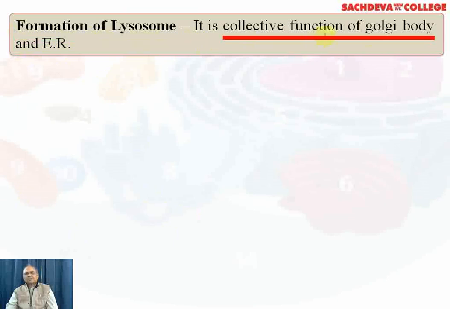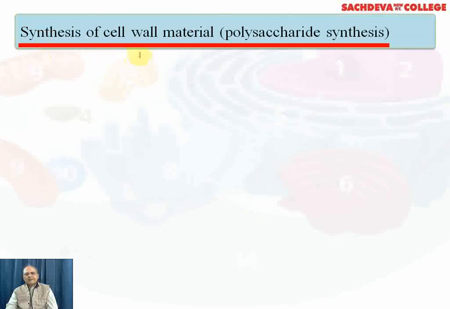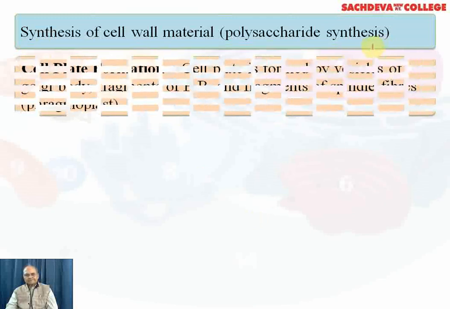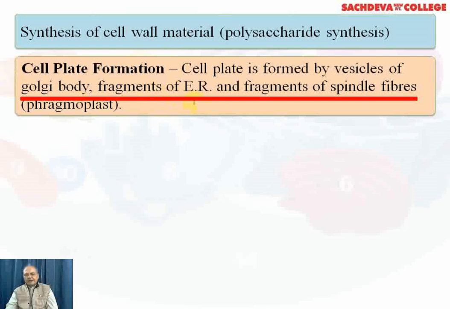Formation of lysosome. It is the collective function of Golgi body and endoplasmic reticulum. You can see the secretory vesicle, cisternae, the Golgi apparatus, endoplasmic reticulum, lysosomes. Then you have the early endosomes, late endosomes. Synthesis of cell wall material, that is polysaccharide synthesis. Cell plate formation. Golgi body helps in the cell plate formation, and the vesicles of Golgi body, fragments of ER and fragments of spindle fibers are involved.